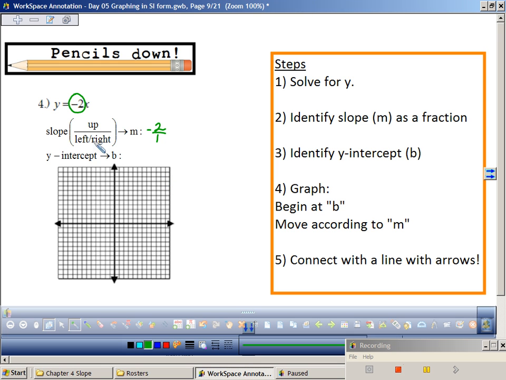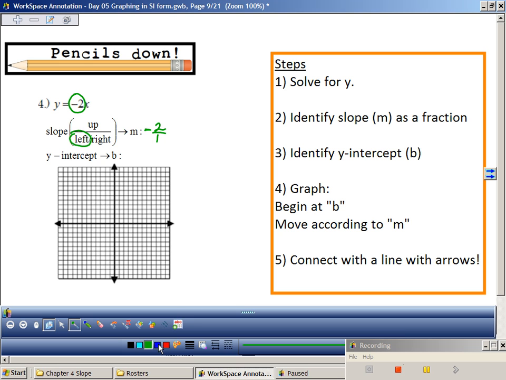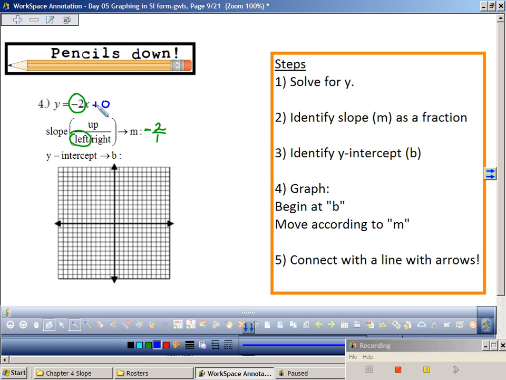So this time I'm going to move to the left. Which way am I going to move this time? Up and then to the left or the right? Left, good. We're going to go to the left because I have a negative slope. And my y-intercept is what, Frankie? It's 0. Good job. There is no y-intercept there, right? That means I must fill that in with a 0.